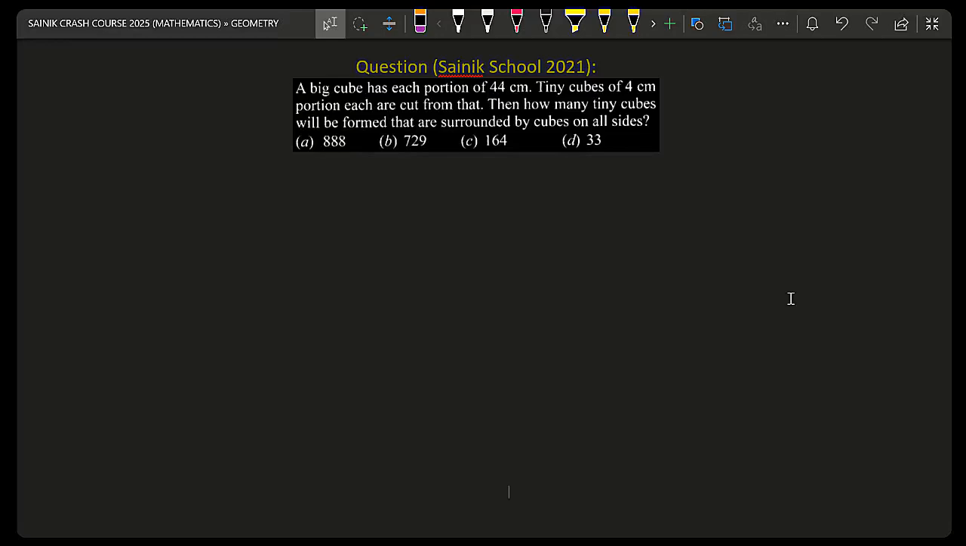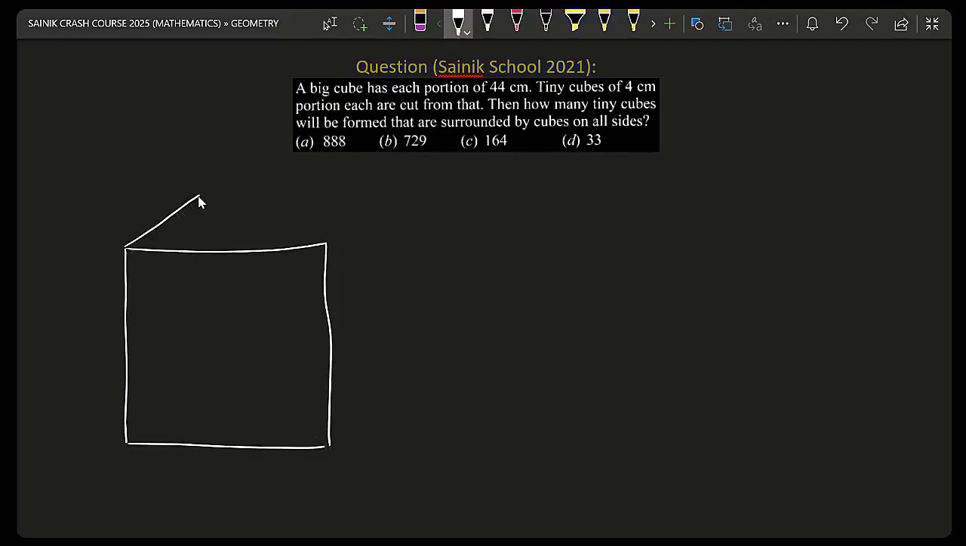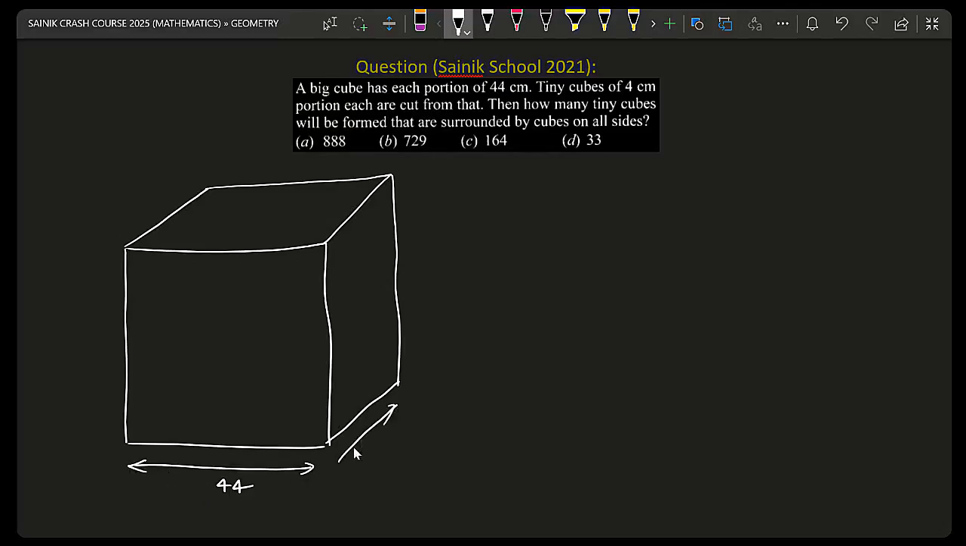Okay, first, what shall I do? A big cube has 44 centimeters. Let me draw a big cube having each side equal to 44 centimeters. Yes, this is a big cube having each edge equal to 44 centimeters. Daksh, is this 44? Yes, sir. Is this 44? Yes, sir. So everywhere the dimensions are 44.